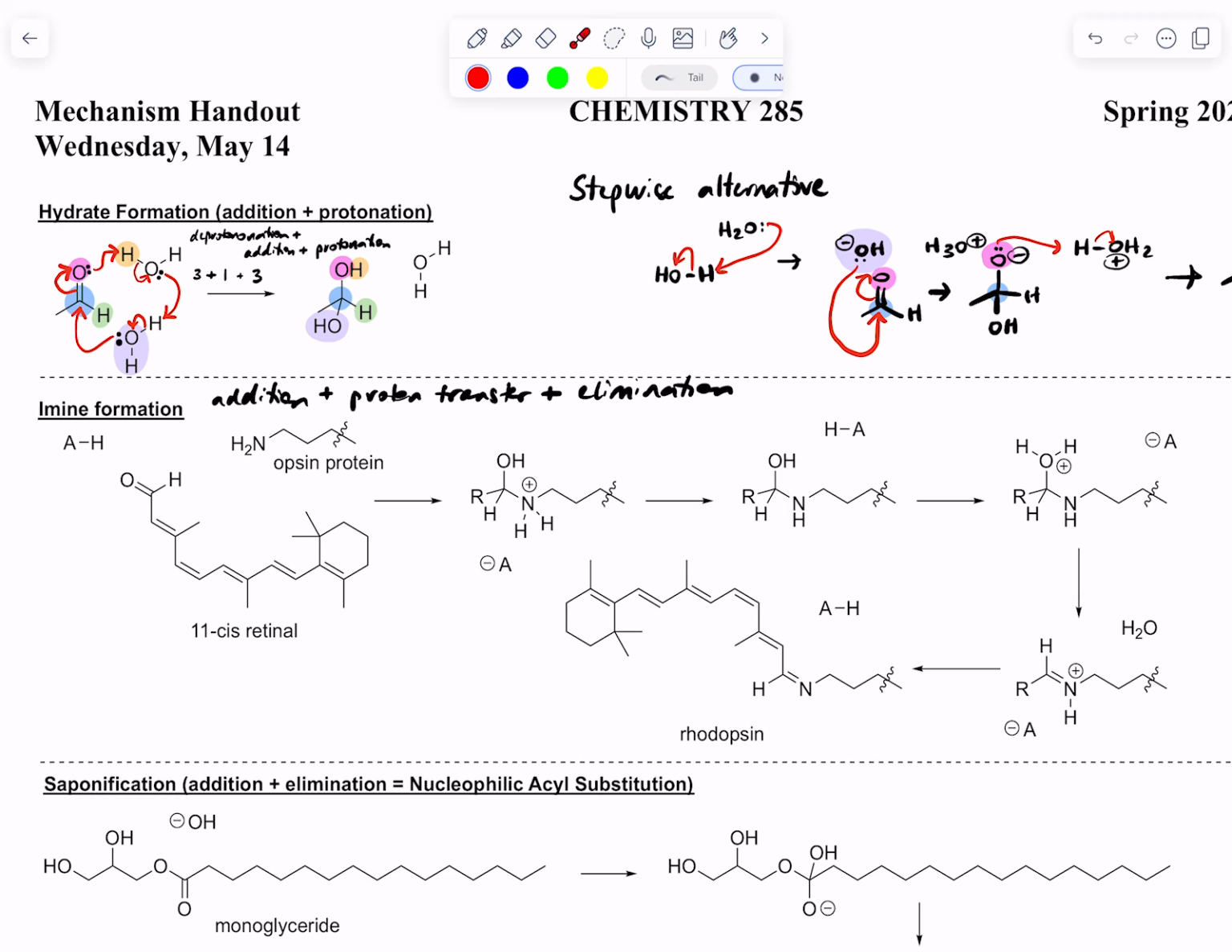Light promotes an electron from HOMO to LUMO. That weakens this pi bond, allows you to rotate around it, and that causes a change to the protein that houses this molecule. And that protein senses the change and then engages in a series of downstream signaling reactions that ultimately turn into a nerve impulse that your brain interprets as sight. Okay?